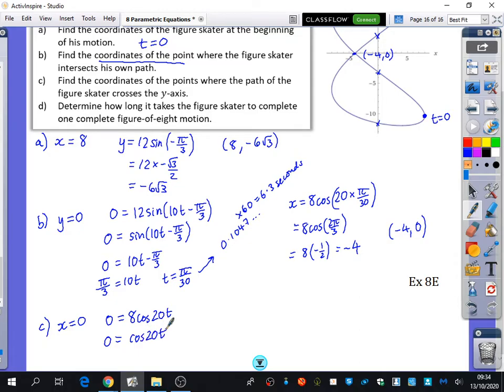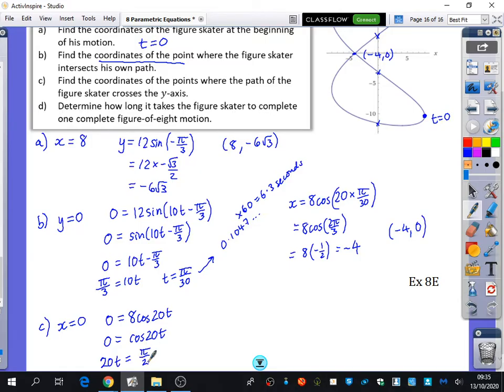And we need to find all the places where cos is equal to 0. So you can either use your calculator to do the inverse cos of 0, which will give you your first one. What's the first solution? 90 degrees, or in radians, because this question is all in radians, pi over 2. So we get pi over 2.